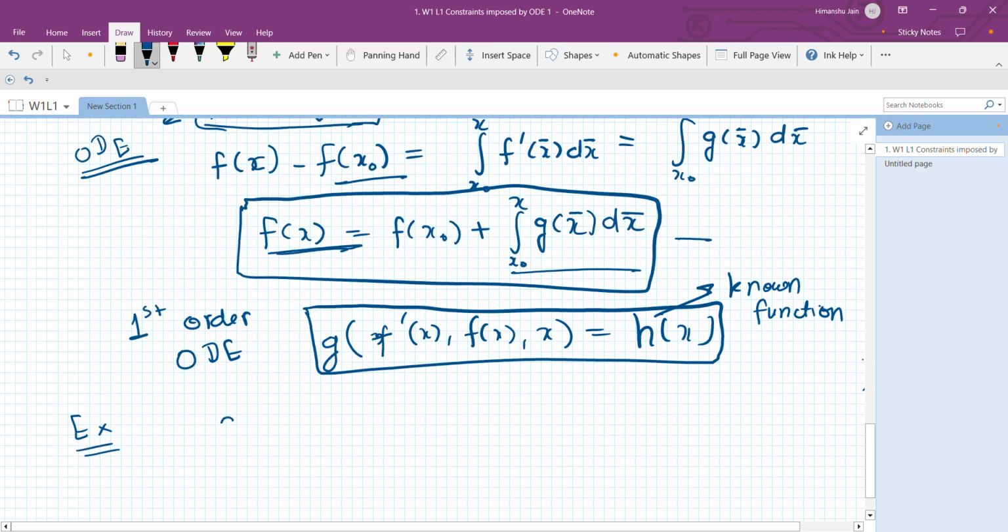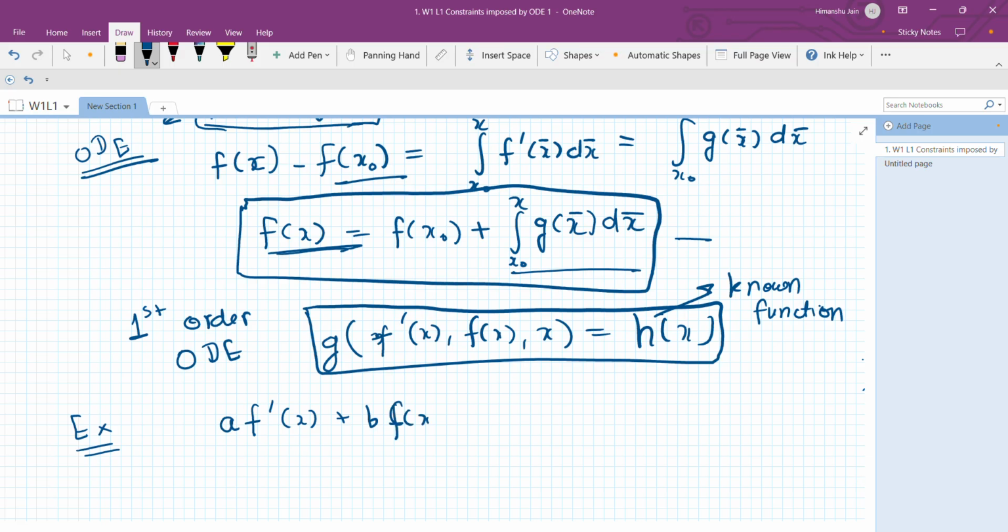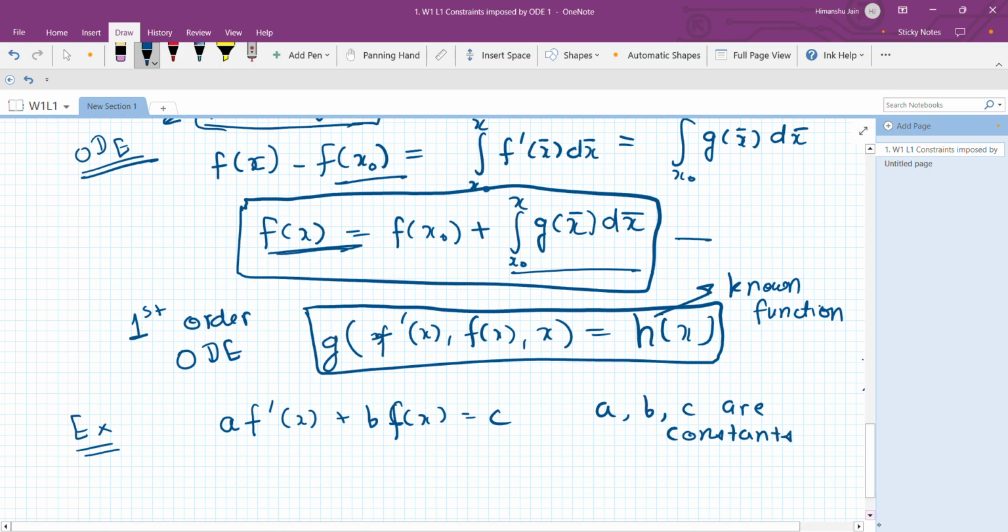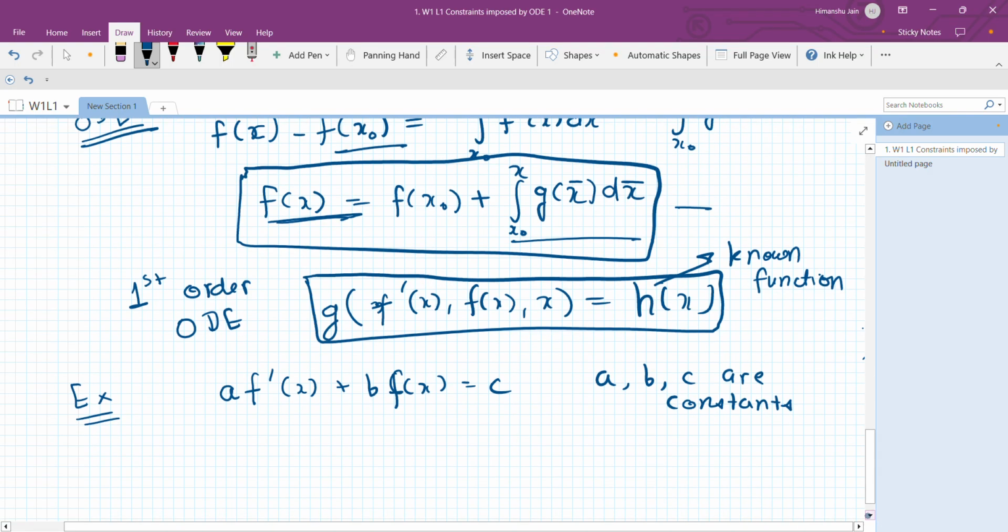Suppose my differential equation is a f dash x plus b f x is equal to c, where a, b and c are constants. So we can see that here f dash and f can't take any arbitrary value. They have to take values such that this relation has been satisfied, this equation has been satisfied.